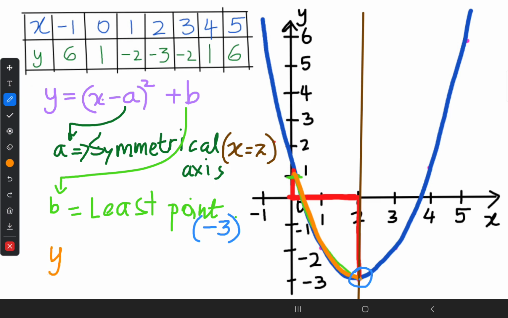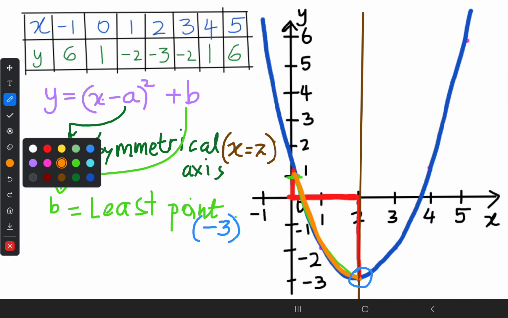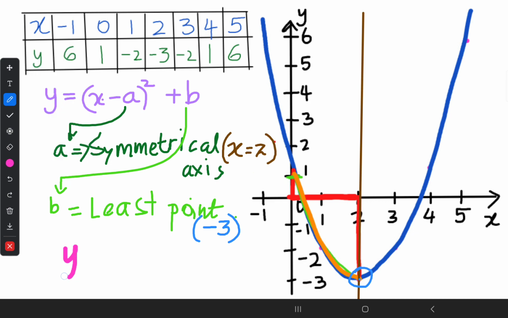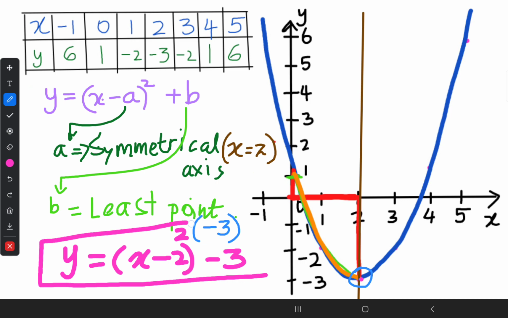So y equals, look at this carefully, x minus a. What is our a? The symmetrical axis of this graph, which is 2. So x minus 2 whole square. B is the least point, which is -3. So accordingly, we can write the graph equation in this way.